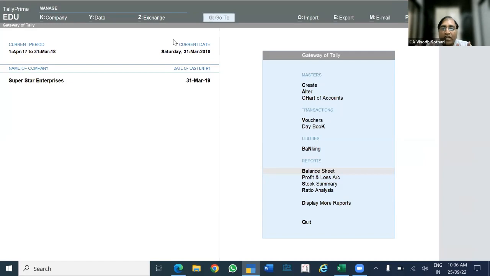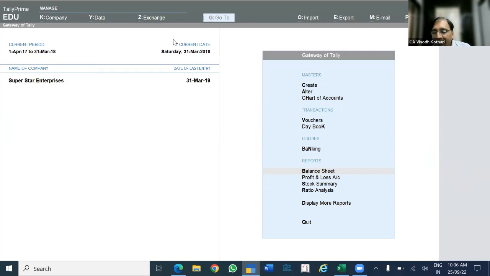Sometimes before starting the shop, you do some advertising. You give some advertising expenses. So again, you pass some entry. For sales, what entry do you pass? Cash to sales. So if you are making a cash sale, then cash to sales.